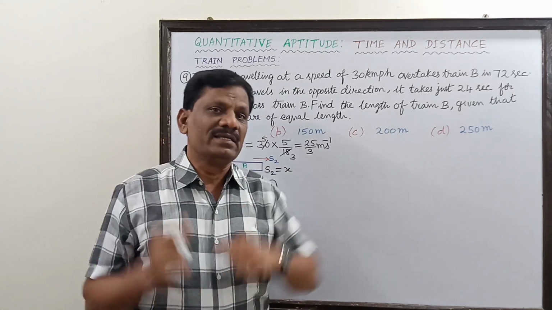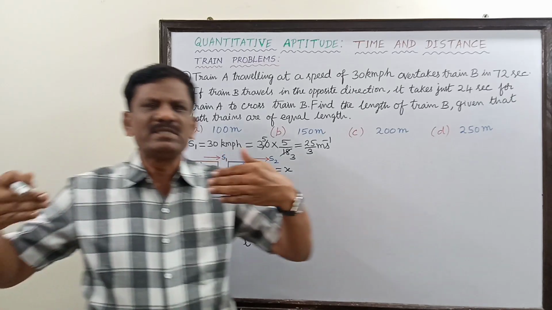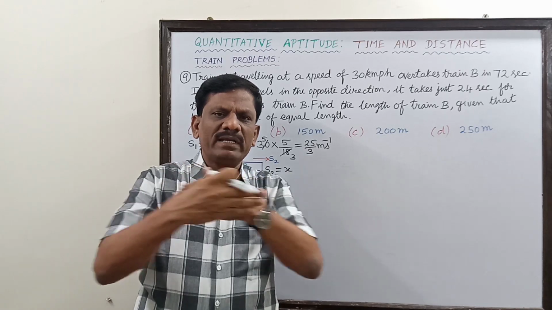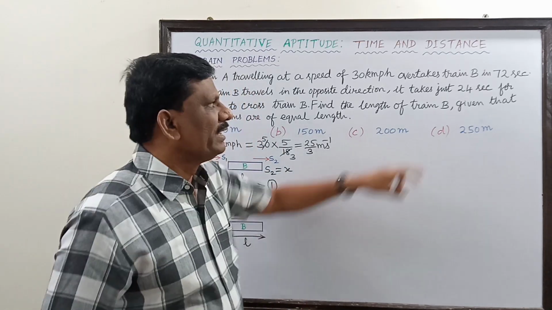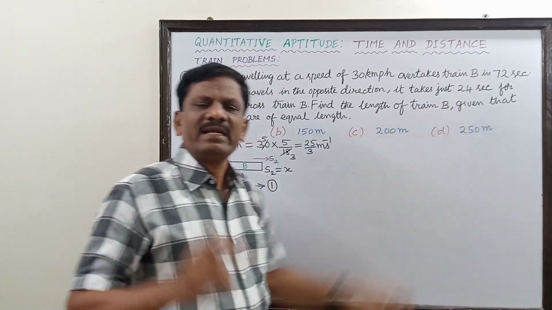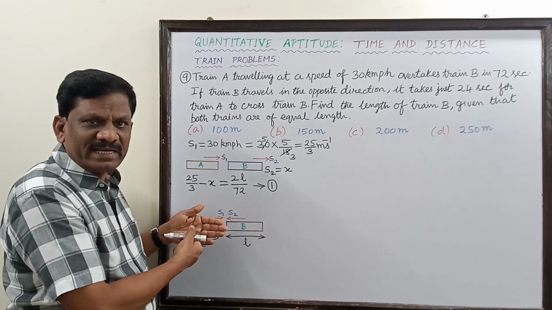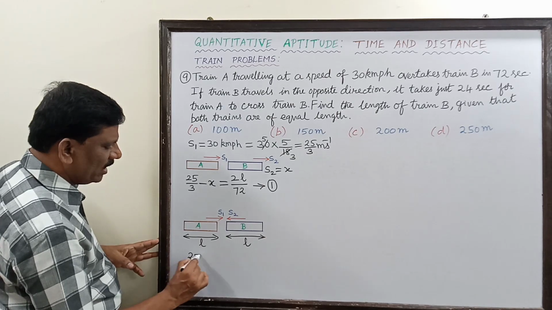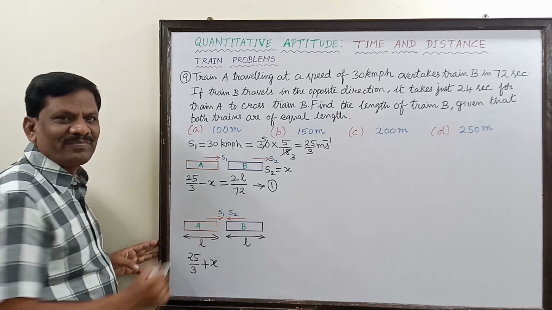In the second case, the two trains are traveling in opposite directions on parallel tracks. During the overtake, here also the distance is the same, 2L, but the time taken is 24 seconds. But the relative speed in this case is the sum of the two speeds in opposite directions, which means the relative speed of the first train with respect to the second train is 25 by 3 plus X.